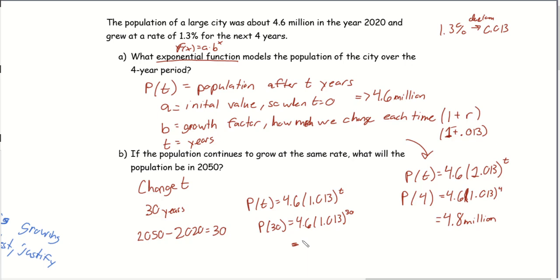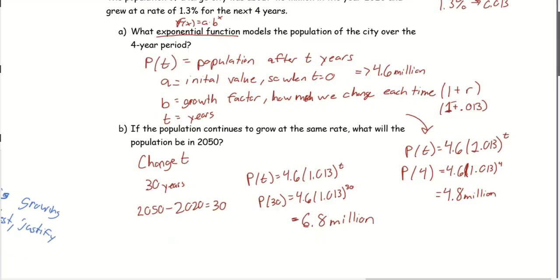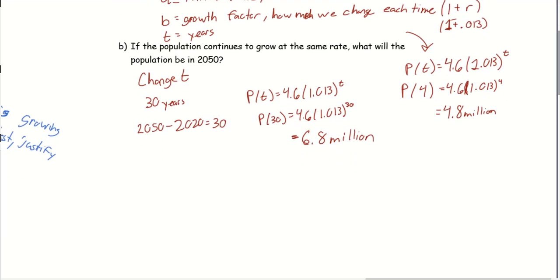Lucy rounded it, so we didn't have to do 6.7. We did 6.8 million. Okay, how do we feel about that problem? Pretty easy? Sort of? We're going to round to the nearest tenth.